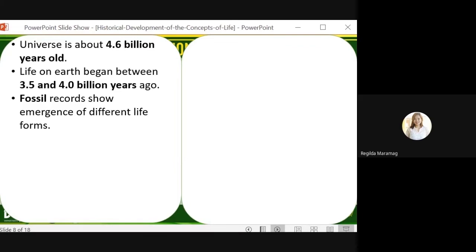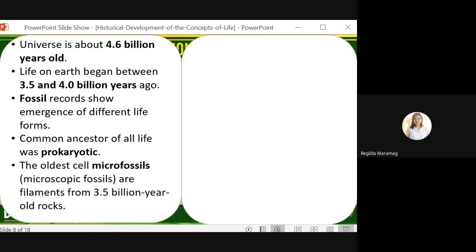And what is the common ancestor of all life forms? Rosemary, you raise your hand. It's prokaryotic po, ma'am. Okay, so the common ancestor of all life was prokaryotic. And at present, the oldest cell microfossils or microscopic fossils are filaments from 3.5 billion year old rocks.